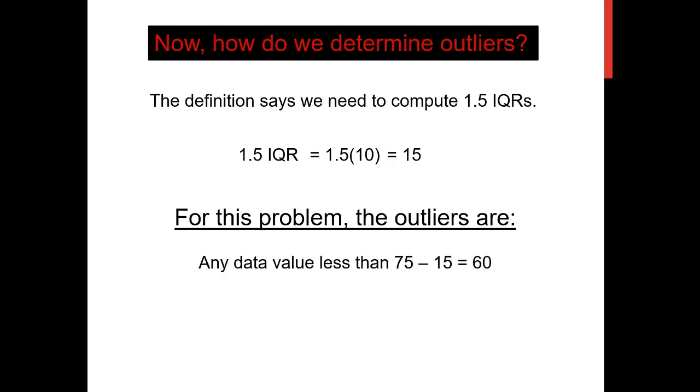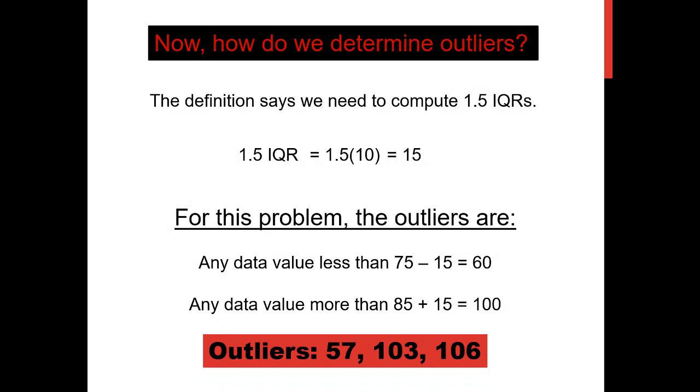So the outliers are any data value that's less than 75 minus 15. 75 is Q1, and we go 15 spaces to the left of Q1, and that gives us 60. So any data value less than 60 would be an outlier. And then on the other side, we take our Q3 value and we add 15 to go to the right of Q3. And 85 plus 15 is 100. So any data value that's over 100 is considered to be an outlier. So if we compare this against our data, the outliers are 57, 103, and 106. Those 3 data values were outliers because they fell more than 1.5 IQRs outside of the interquartile range.